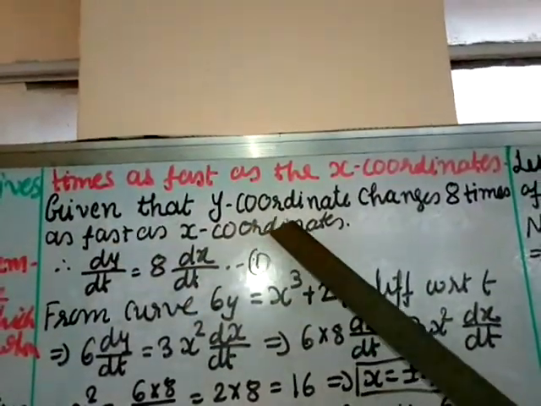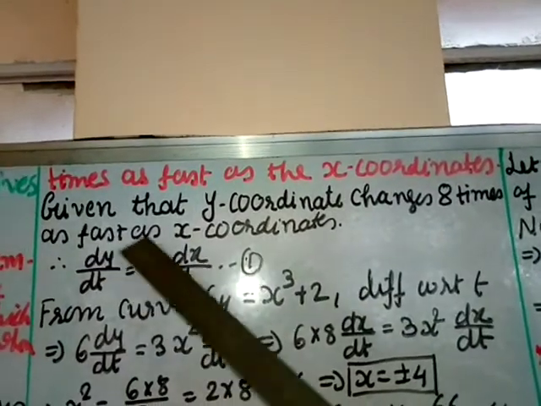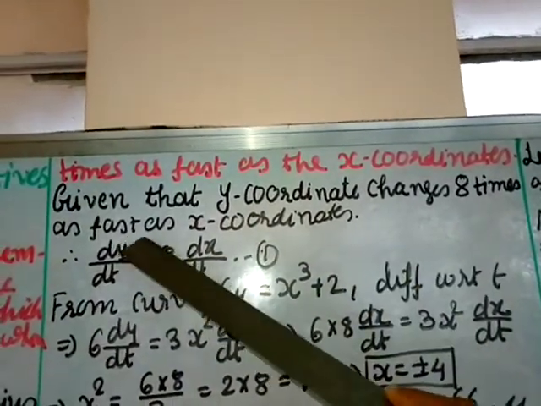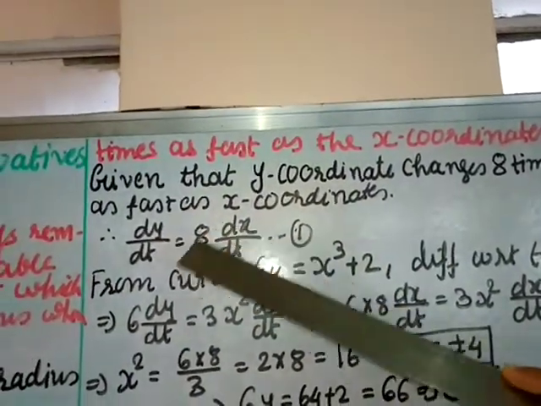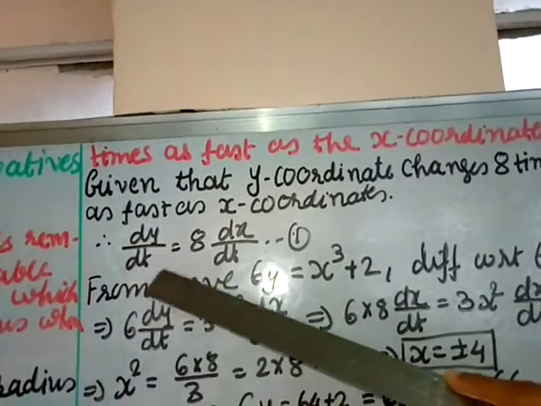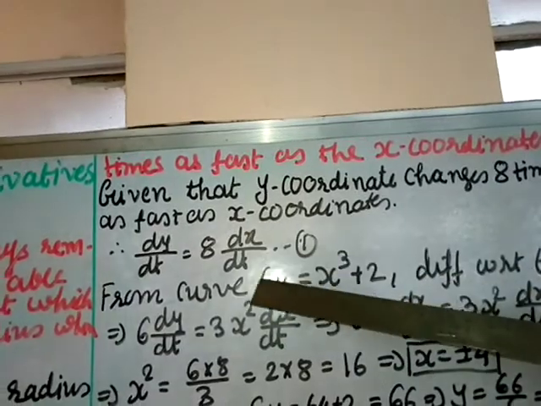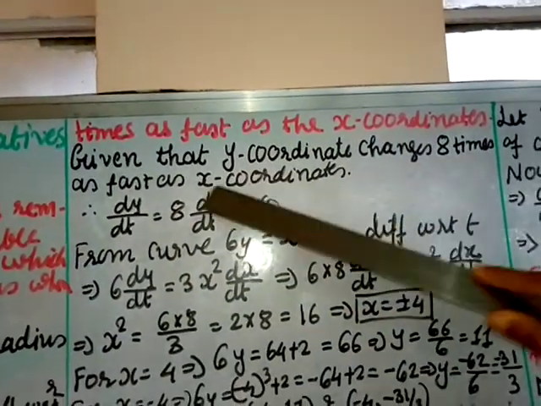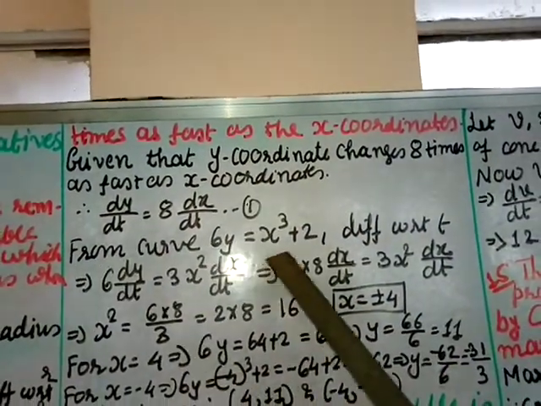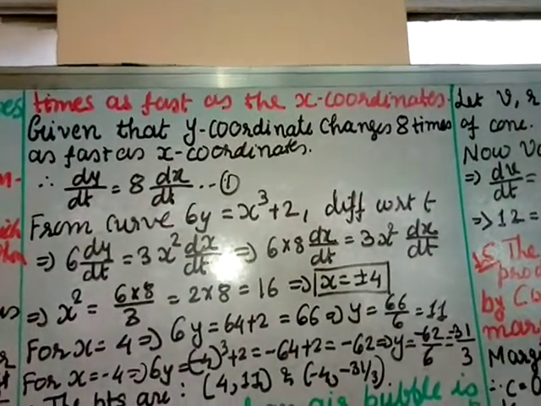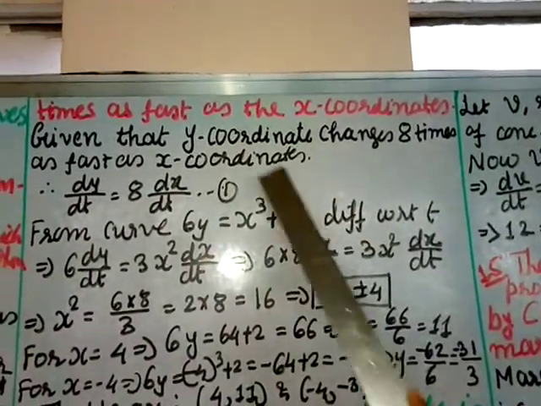Here given that y coordinate changes 8 times as fast as x coordinate. That means they have given us rate of change in y with respect to t, dy/dt = 8 times change in x by t, so dx/dt, equation number 1. Okay, this is given to us. Now they have given us the curve and you have to find the point. So let us find the point first. So for that I will differentiate this.